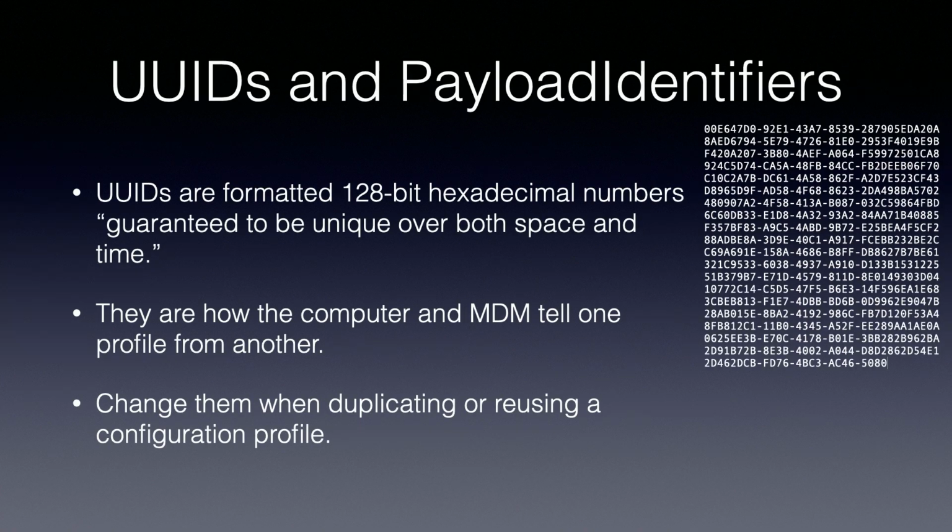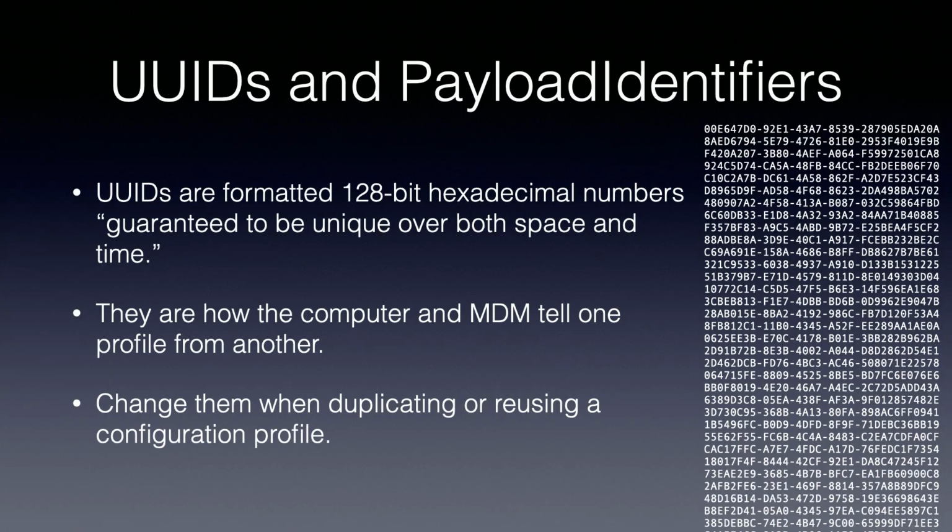Meanwhile, the part that most MDMs do use to tell one profile from another is the UUID. That is supposed to follow a specification called RFC 9562, guaranteed to be producing a number 128 bits long, guaranteed to be unique over both space and time, in what's one of the trippier man pages I've ever read, but not quite the worst.